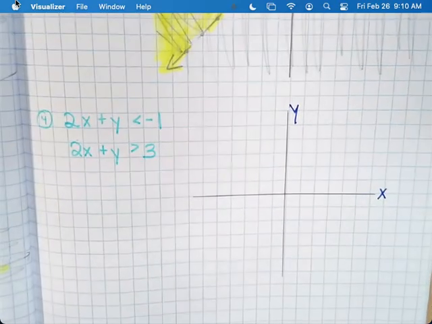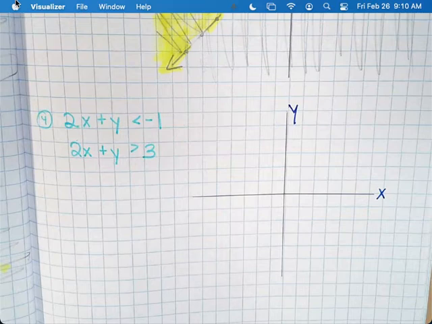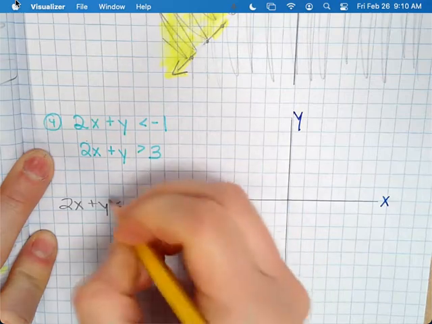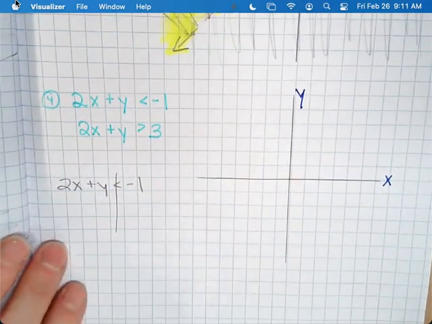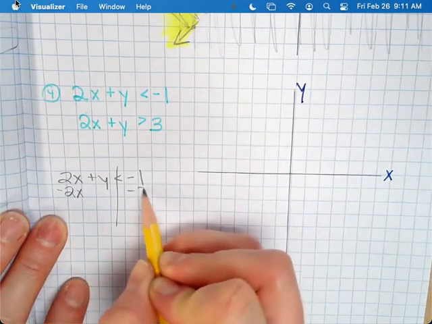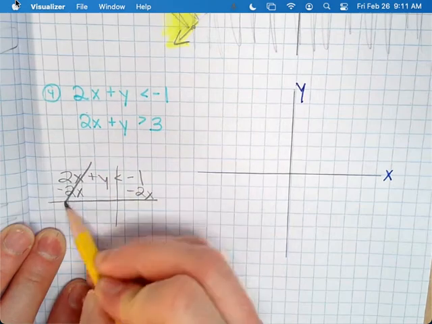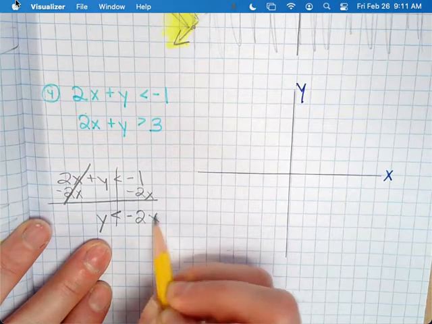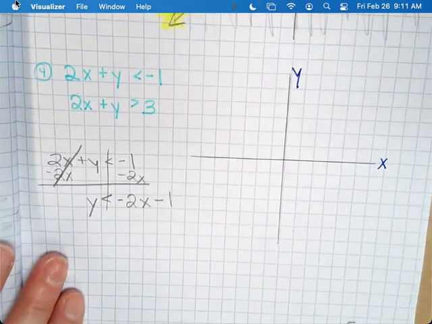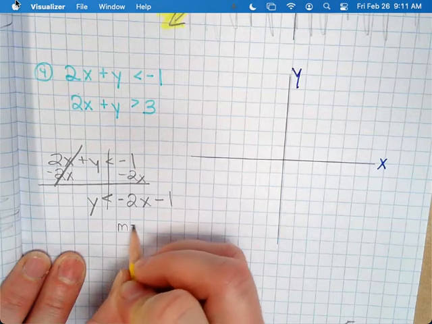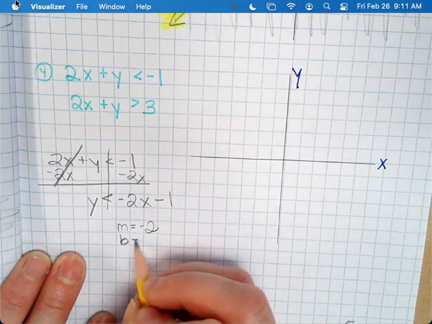So these two are both not solved for y. So this is our first one where we have to solve for y. So I'm going to rewrite this. That means I need to subtract the 2x on both sides. Y is less than, I need to put the x first, so it's like mx plus b. So it's y is less than negative 2x minus 1. So my slope is negative 2. My y-intercept is negative 1.